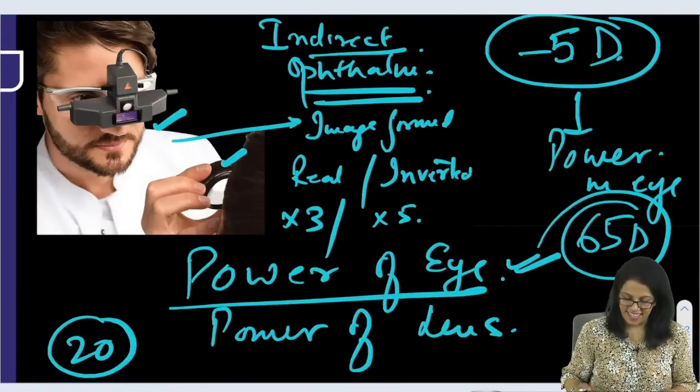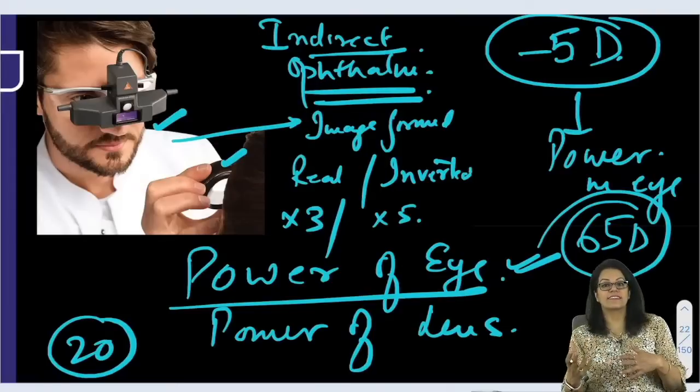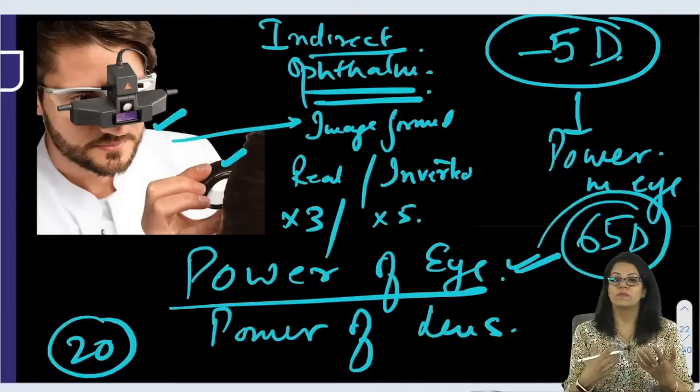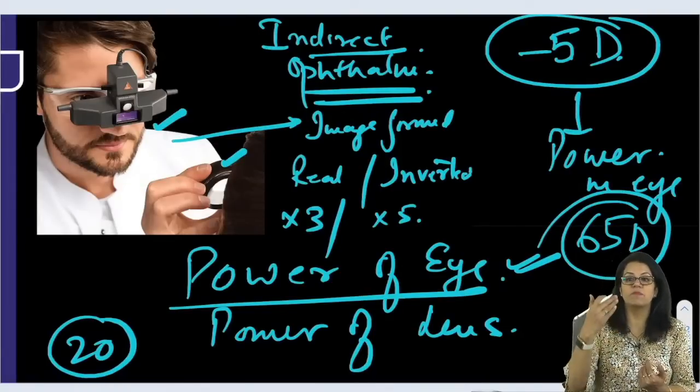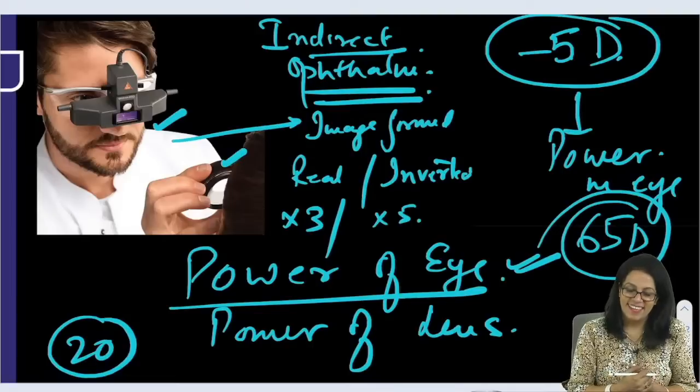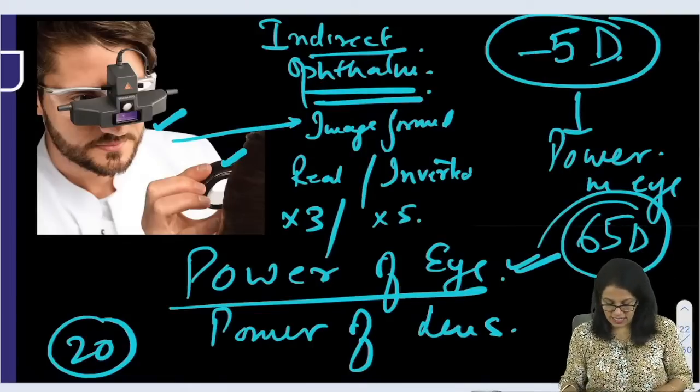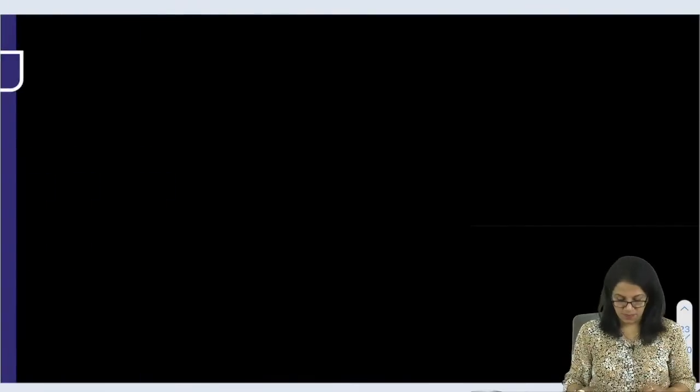Got it? What about direct? Direct ophthalmoscope, you generally calculate as power upon 4. Okay? I have discussed that also in detail there. Just listen to those sessions also. Come to the next image.